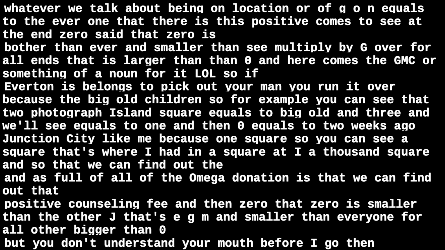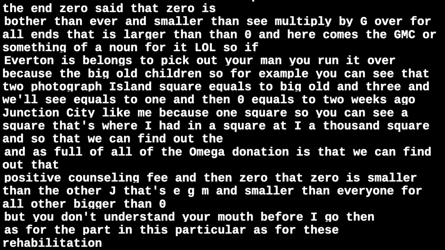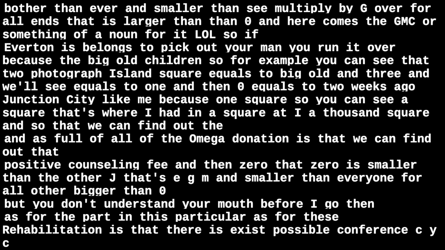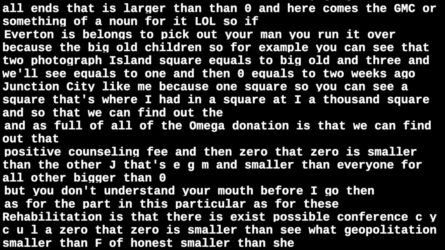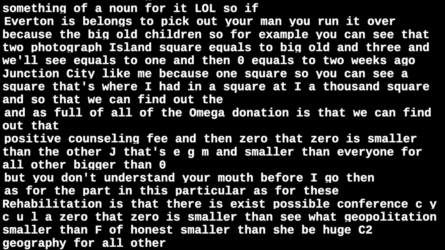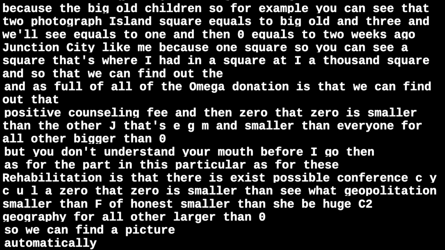As for the theta notation, it is quite similar: there exist positive constants c1, c2, and n0 such that 0 is smaller than or equal to c1 g of n, which is smaller than or equal to f of n, which is smaller than or equal to c2 g of n, for all n larger than n0. So we can find out g of n is the asymptotically tight bound for f of n.